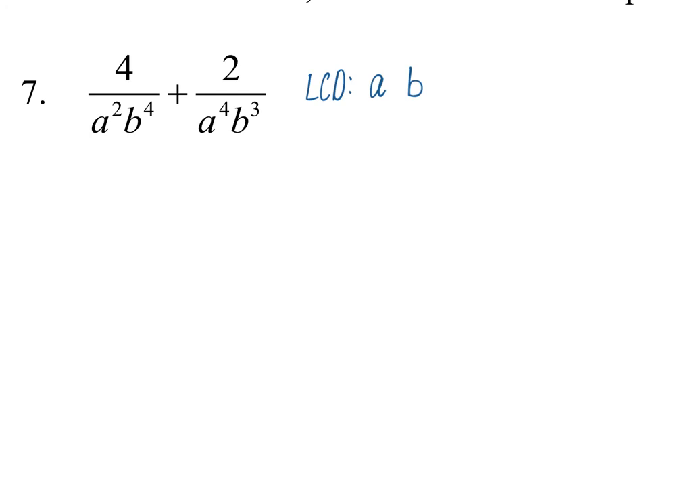Anyway, now we want to assign each factor the highest power in which it appears in any of the denominators. Well, a, we have a power of 2, and we have a power of 4, so I'm going to give it the 4. And b, we have a power of 4, and we have a power of 3, so I'm going to give it the 4.